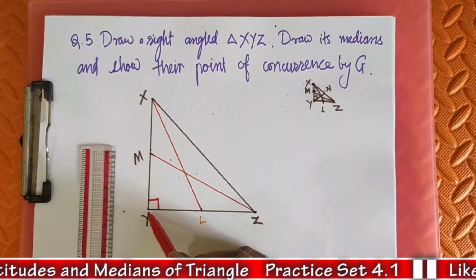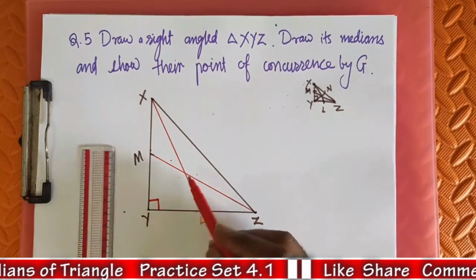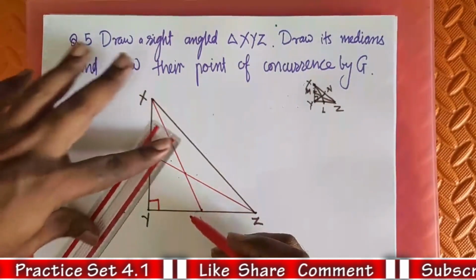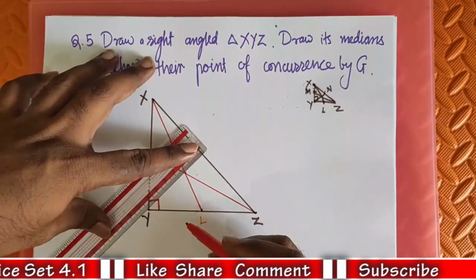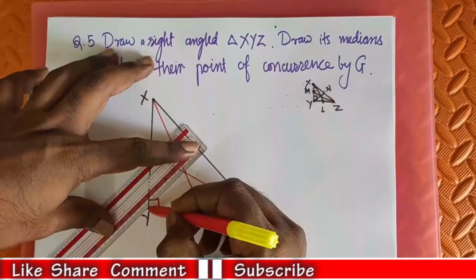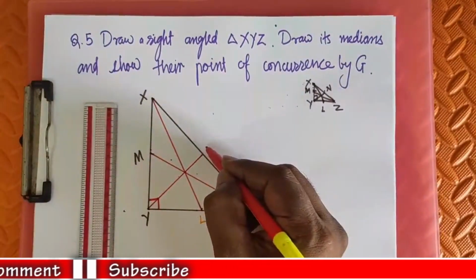This vertex Y and take this point into consideration and draw third median. Name will be point N.